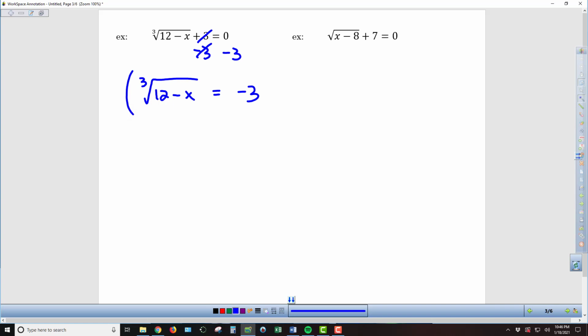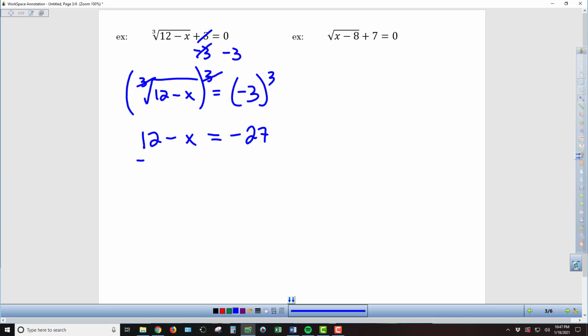So I'm going to go ahead and cube both sides. So the cube root and the cube cancel each other out. So I have 12 minus x equals, now on the other side, it's negative 3 times negative 3 times negative 3. So negative times negative times negative equals a negative. And then 3 times 3 times 3 gives us 27. So we have negative 27 over there on that side.